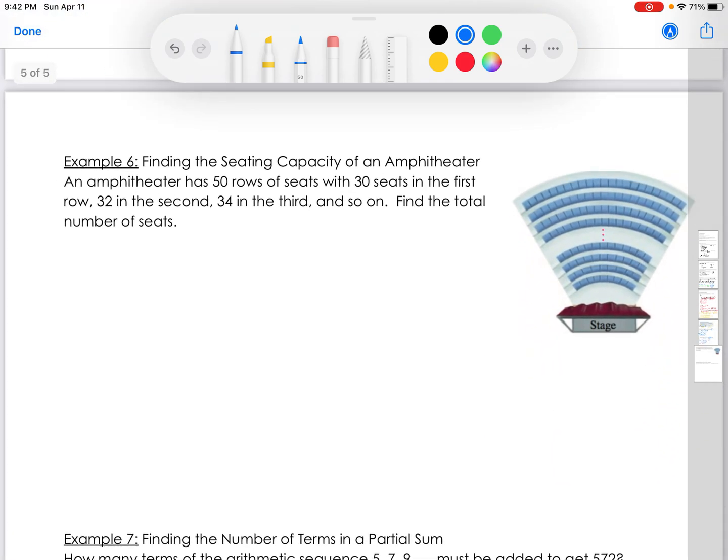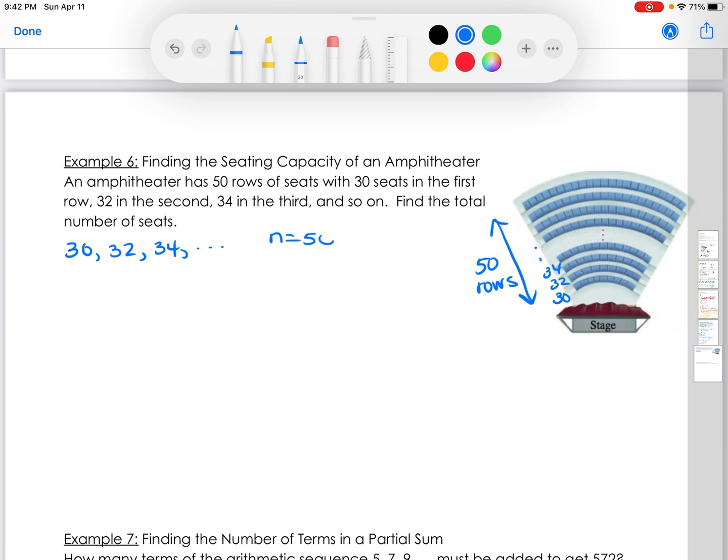Find the seating capacity of an amphitheater. So this amphitheater has 50 rows of seats with 30 seats in the first, 32 in the second. So 30, 32, 34, and so on. Find the total number of seats. There are 50 rows in total. So really this is just a sequence. We want to add up the first 50 terms in the sequence 30, 32, 34, and so on.